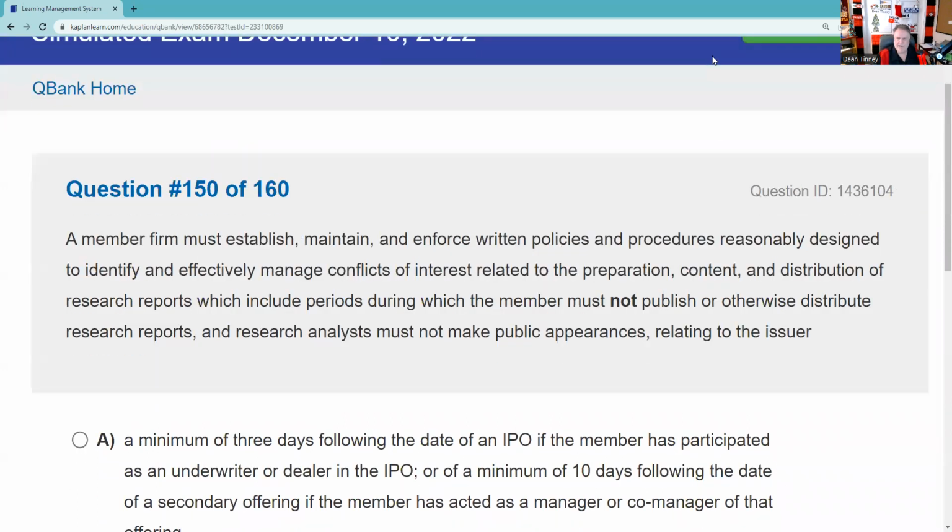Question 150. A member firm must establish, maintain, and enforce written policies and procedures reasonably designed to identify and effectively manage conflicts of interest related to the preparation, content, and distribution of research reports, which include periods during which the member must not publish or otherwise distribute research reports, and research analysts must not make public appearances related to the issuer. Woohoo!